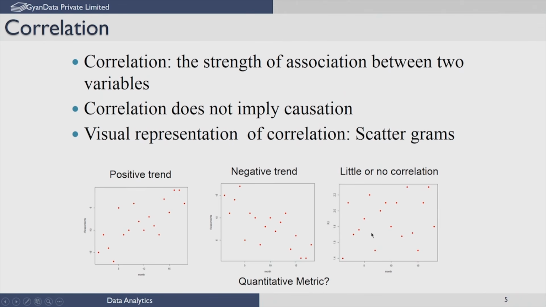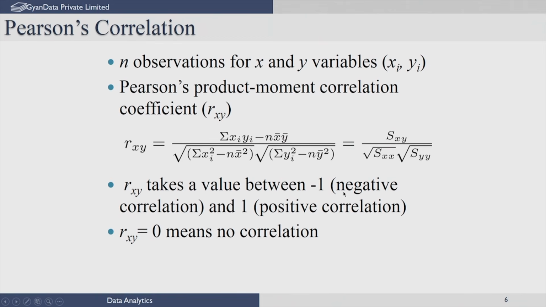We can quantify this, and there are several measures that have been proposed depending on the type of variable and the kind of association you are looking for. So, let us look at the most common type of correlation, which is called the Pearson's correlation.